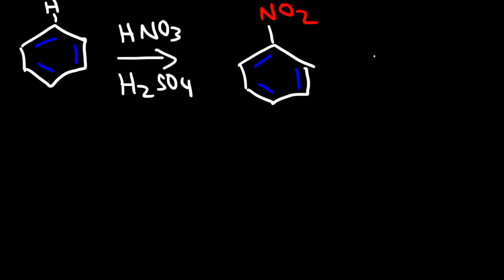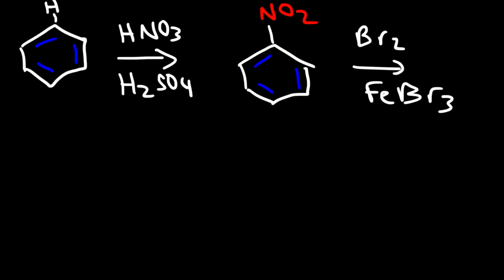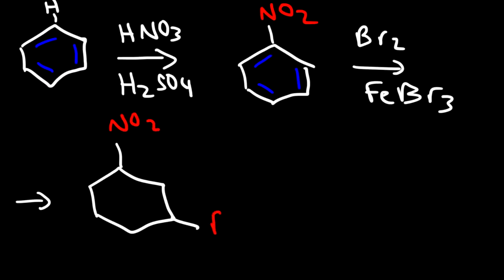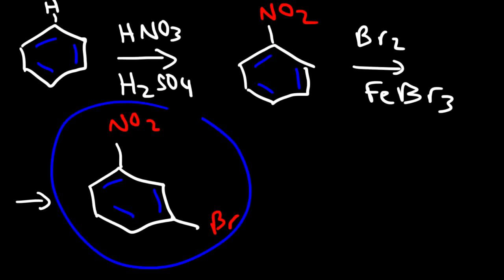Now, starting from nitrobenzene, what's going to be the major product if we react it with Br2 and FeBr3? Now the nitro group, is it an ortho-para director or is it a meta director? The nitro group is a meta director, so the bromine atom can go there or on the left side. So the left side and the right side will be the same. So we're going to get one final product in this example. And so this is going to be the major product in this example.